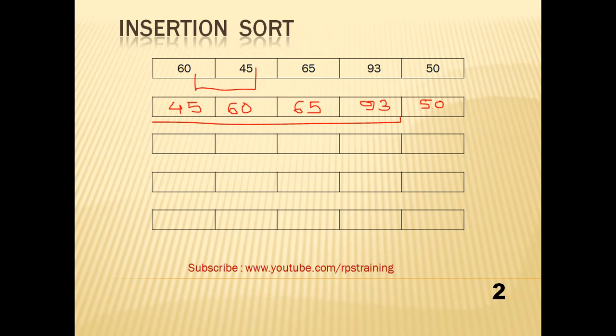The next item will be inserted, 50. This is the last item in this array, and 93 is greater than 50, so interchange. 45, 60, 65, 50, 93. This is the greater item again.